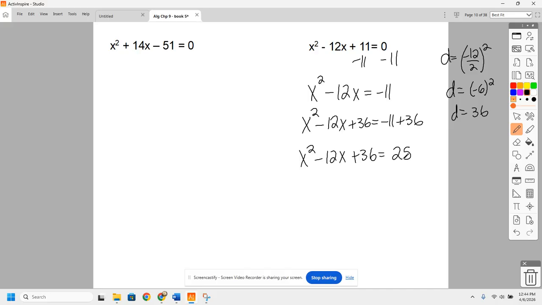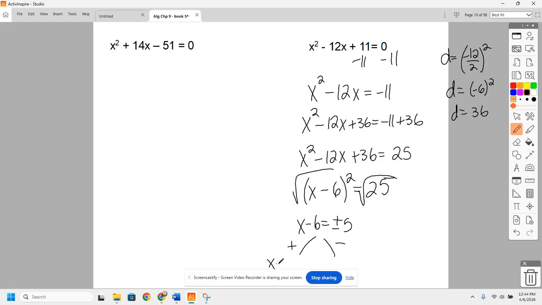I can go write the stuff on the left as a perfect square trinomial. X minus, in this case, b divided by 2. Well, b is negative 12, so negative 12 divided by 2 is going to get you negative 6, squared is equal to 25. Now I can go ahead and solve by square roots. Square root both sides. X minus 6 equals plus and minus 5. X minus 6 equals positive 5, and x minus 6 equals negative 5. One on the left, x equals 11. One on the right, x equals 1.